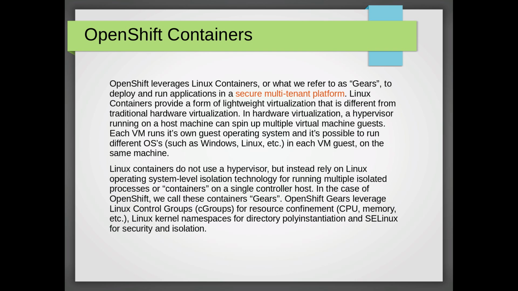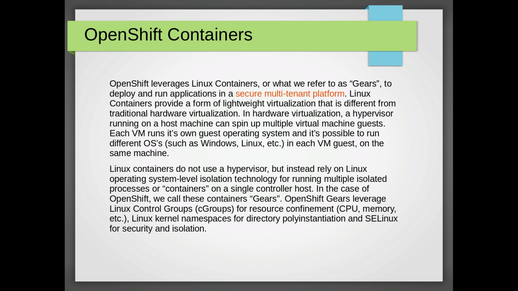So in OpenShift, the isolated process, that is the container, is called a gear. OpenShift also uses the Linux subsystem called cgroups. Cgroups are used to manage the gears' resources like CPU, memory, or disk sizes. Everything is controlled by cgroups, which are used for every gear's management in OpenShift.